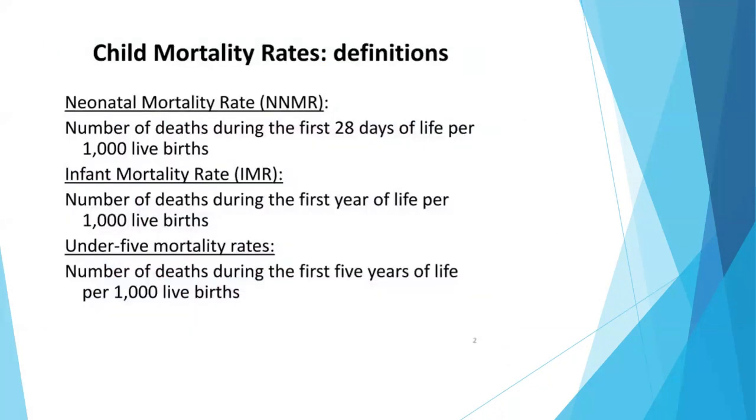So talking about the child mortality rates and definitions. The neonatal mortality rate is the number of deaths during the first 28 days of life per 1,000 live births. Infant mortality rate is the number of deaths during the first year of life per 1,000 live births. And under 5 mortality rate is the number of deaths during the first 5 years of life per 1,000 live births. The under 5 mortality rate includes both the neonatal and infant mortality rate.